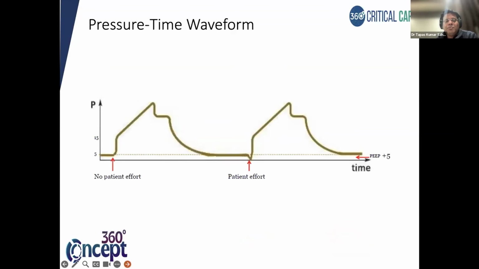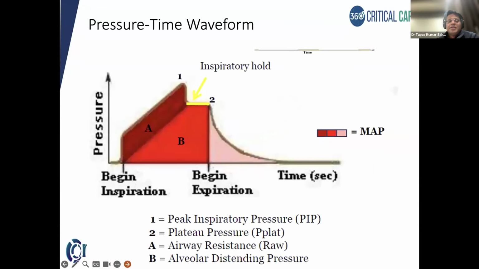Now pressure time waveform, what is happening here? Here you can see the patient effort by the negative deflection here. Here no patient effort, here patient effort. And you can see here the PEEP, the 5 here is the PEEP that is set. So PEEP is plus 5, patient effort is happening here, but in some of the ventilator breaths, they are not patient initiated or triggered. Now, this is the basic standard pressure time waveform. You should be very thorough.